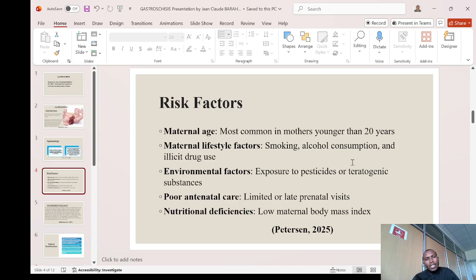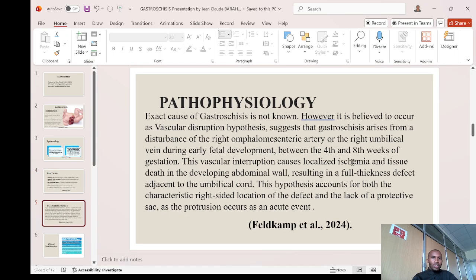There are also maternal lifestyle factors like smoking, alcohol consumption, and illicit drugs. These put someone at high risk of giving birth to a baby with gastroschisis. Environmental factors like pesticides and teratogenic substances can also expose someone to developing gastroschisis babies. Poor antenatal care and nutritional deficiency can also be risk factors.